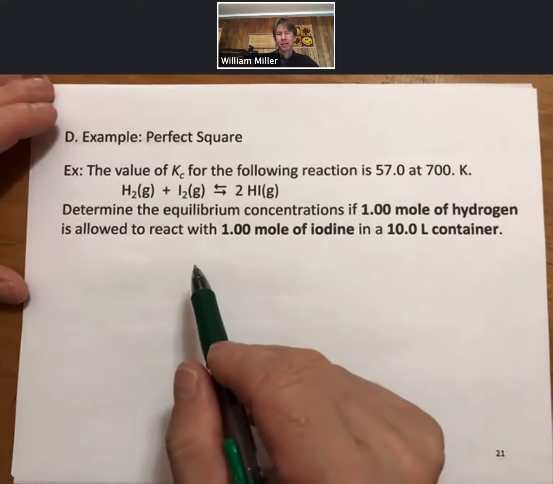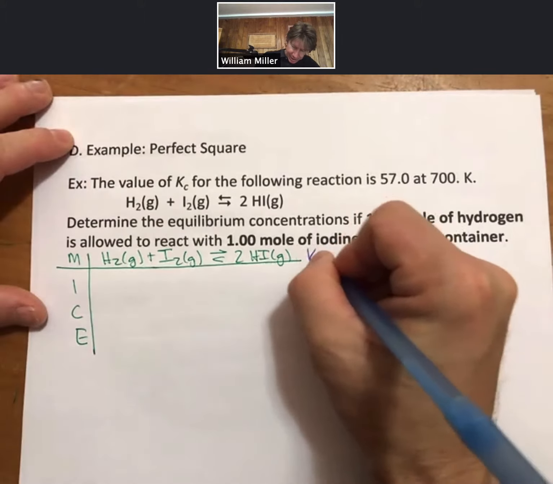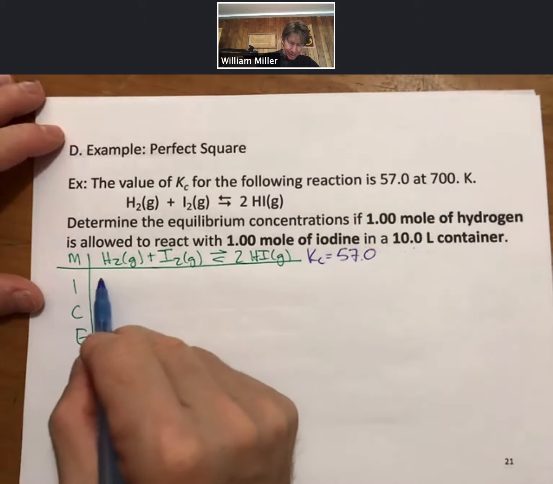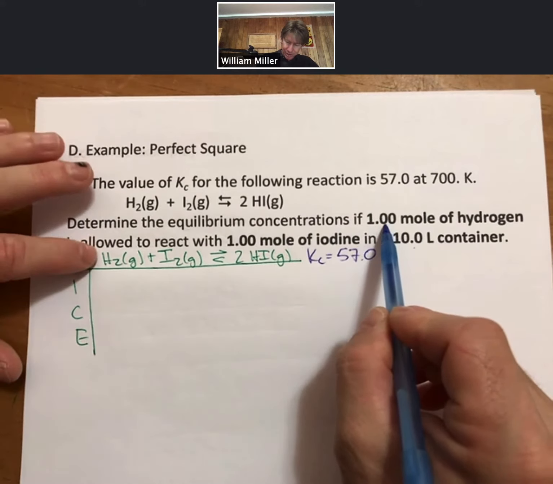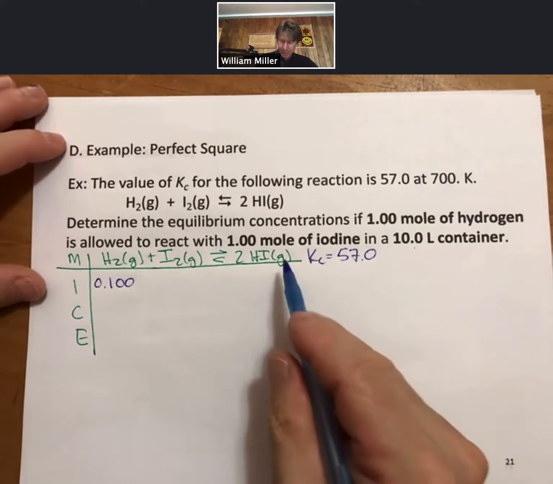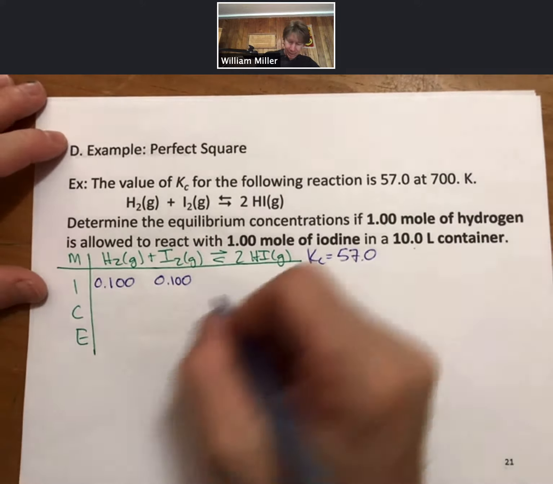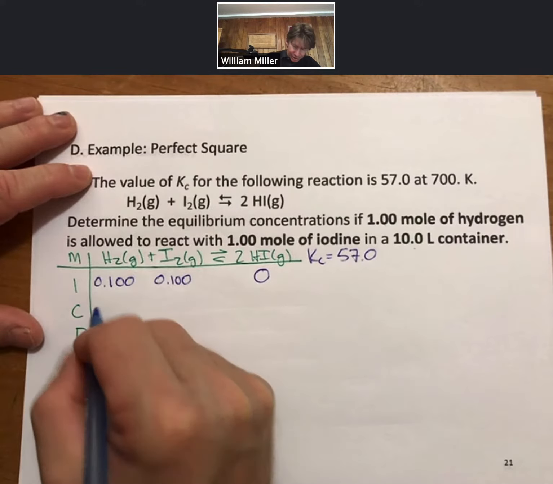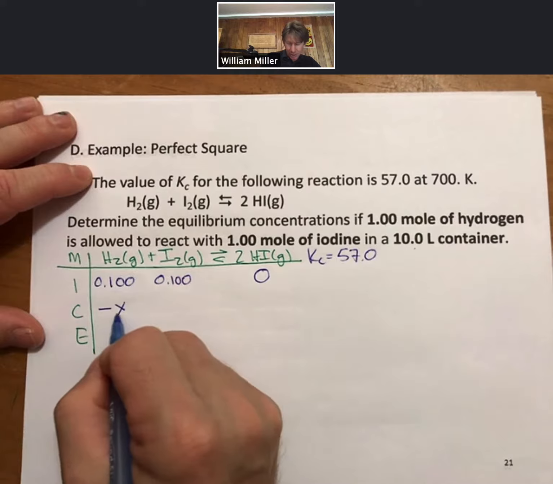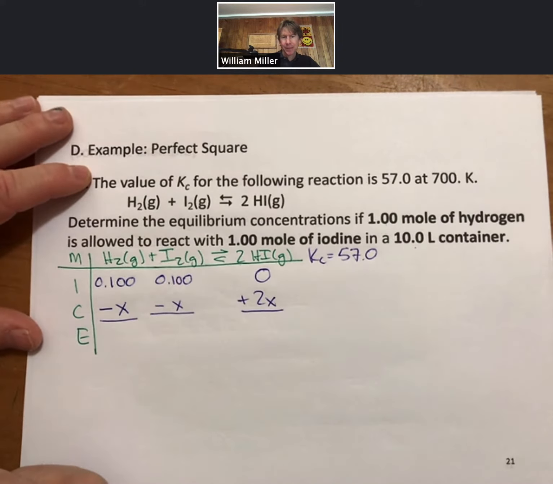So we will become nearly professionals at writing out ICE table problems. We set it up. We put in our Kc value, 57.0. Now, our initial concentration of hydrogen is 1 mole per 10 liters, so 0.100. Same concentration for our iodine, and no information about our product. So our changes, we have 1 coefficient here, so it's just going to be minus x, and plus 2x for the 2 there. Then we write this out.